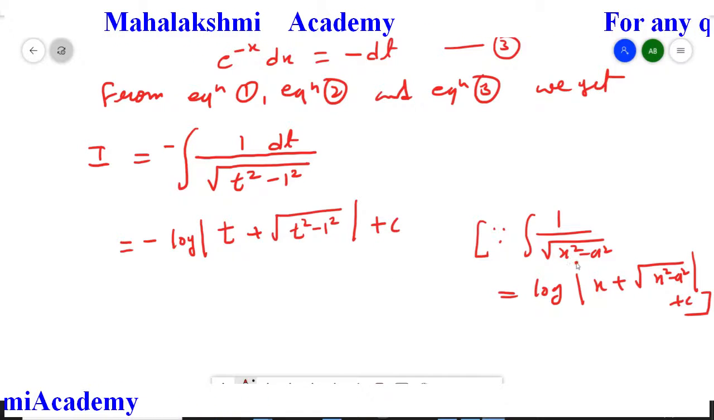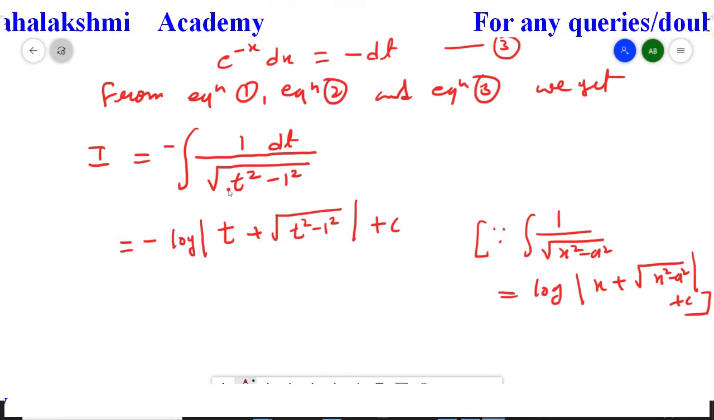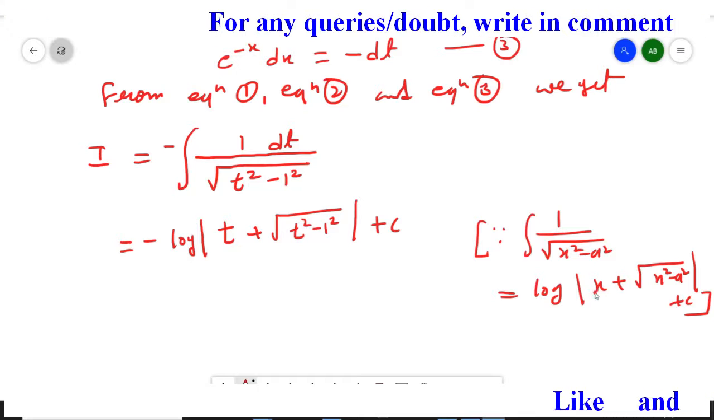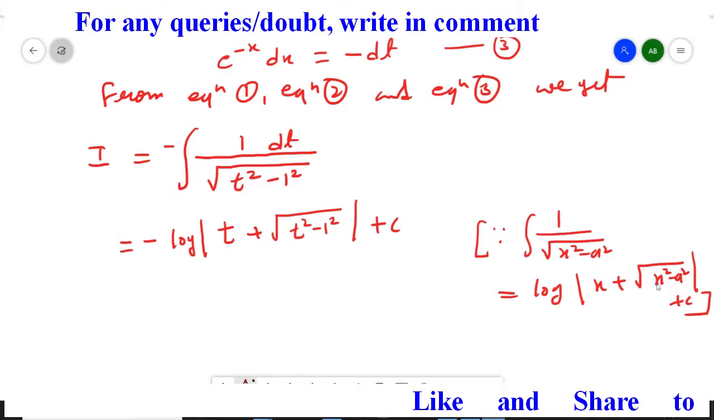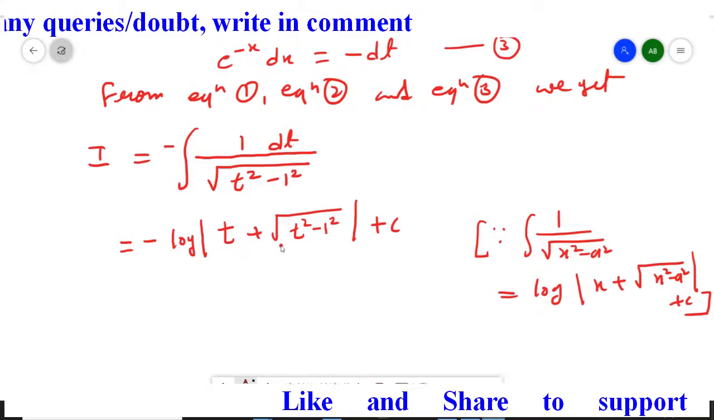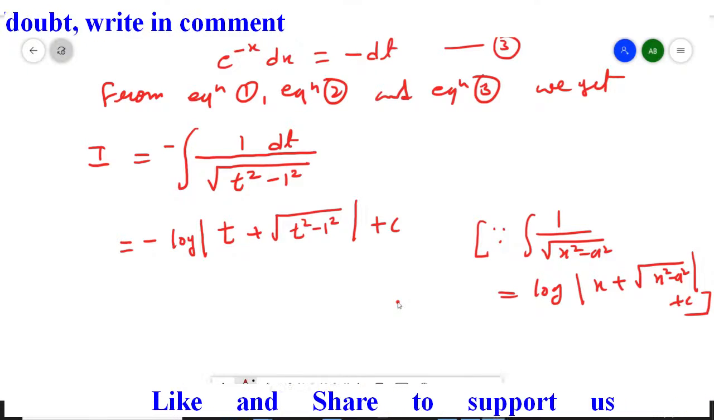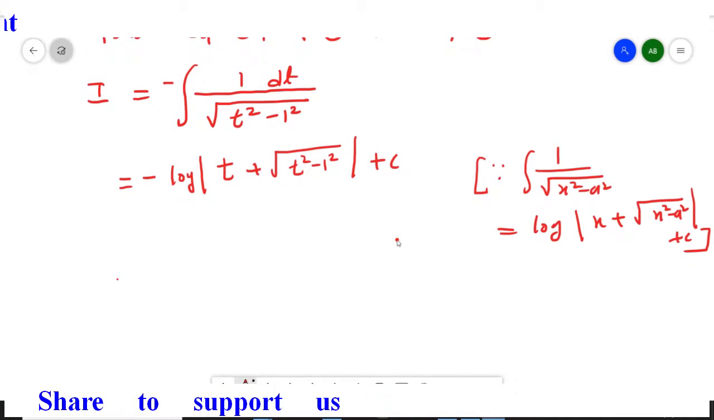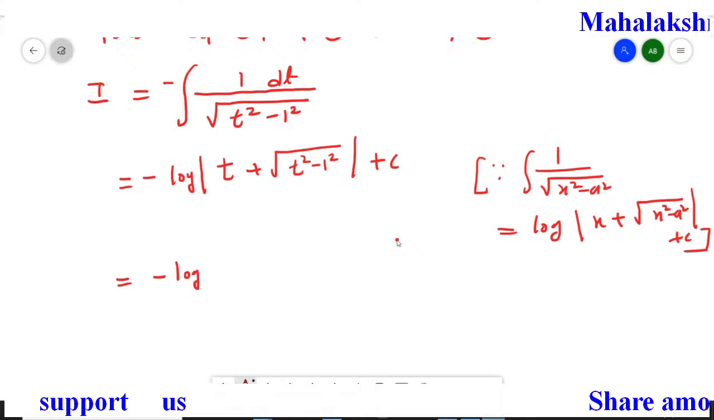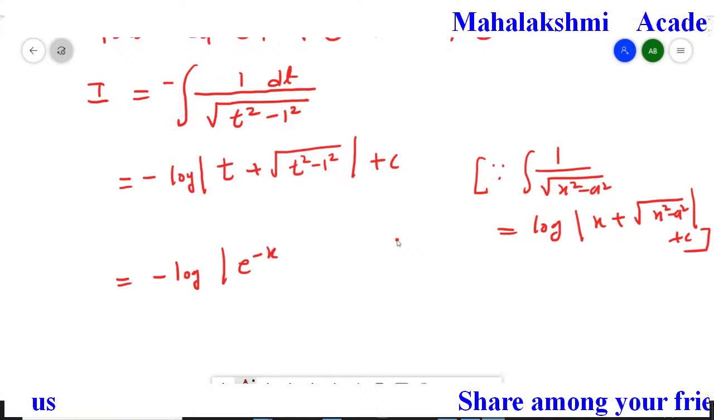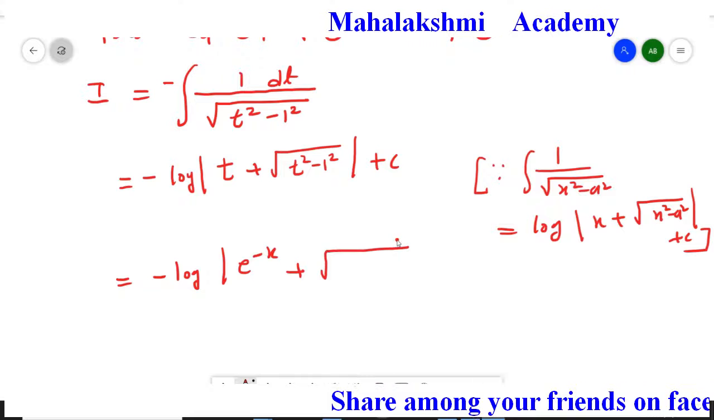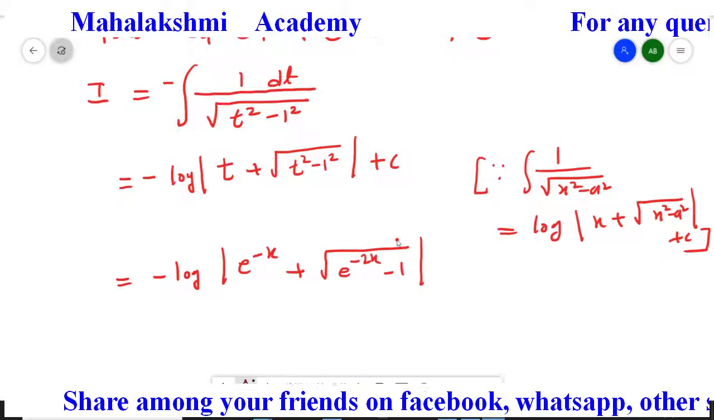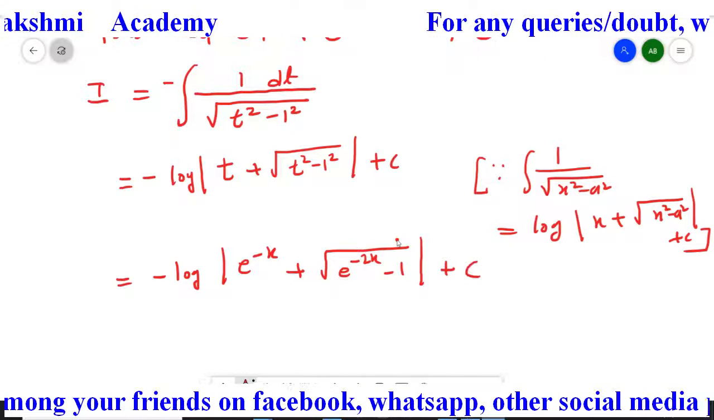So I used this formula, students. Instead of x we have here t. So I wrote here the values. Now t we will replace again with what we assumed as t, e to the power minus x. So we will get minus log mod e to the power minus x plus square root of e to the power minus 2x minus 1, mod, plus c. So that's our answer.